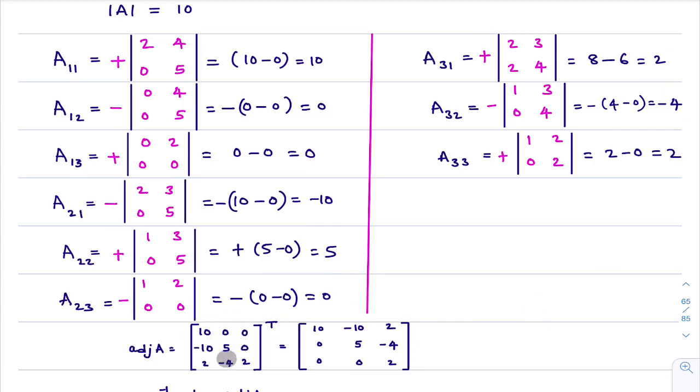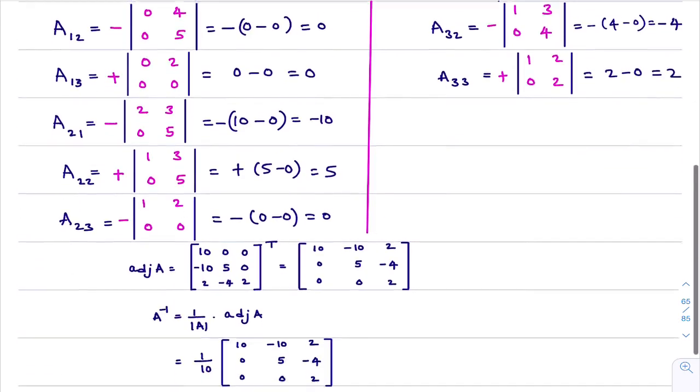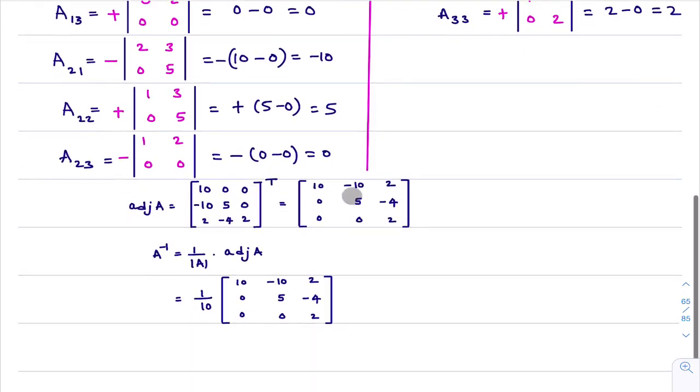What is the adjoint A definition? Adjoint A definition is the transpose of the cofactor matrix. You transpose this matrix, whatever you get, that is adjoint A. You know how to transpose the matrix. You write the first row as the first column, the second row as the second column, the third row as the third column. Right? See here, first row written as first column, second row written as second column, third row written as third column. What happened here? I got adjoint A.